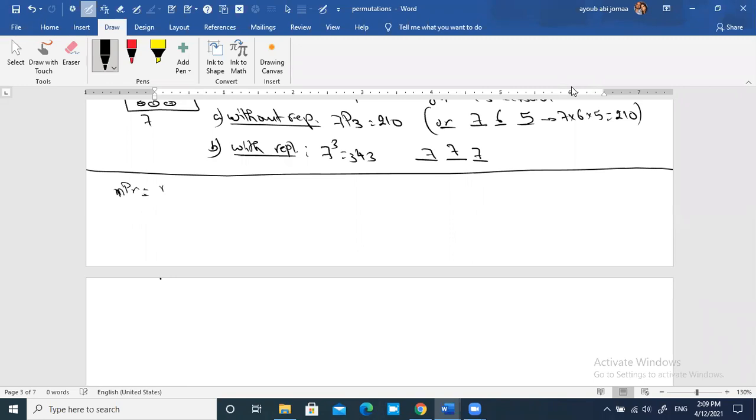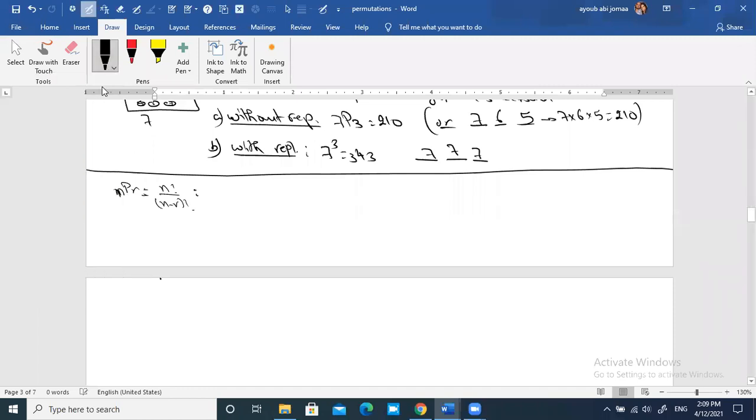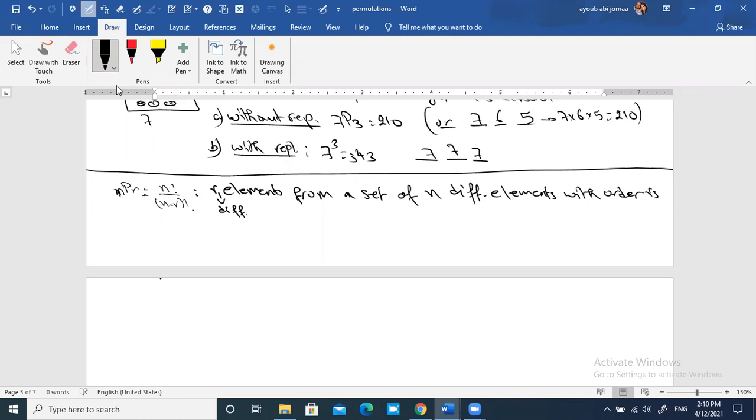The rule, of course, is n factorial over n minus r factorial, and we use it when you select r different elements from a set of n different elements, in which order is important.